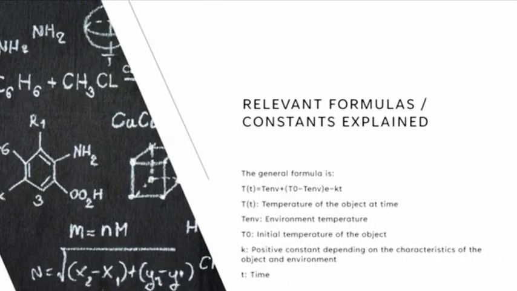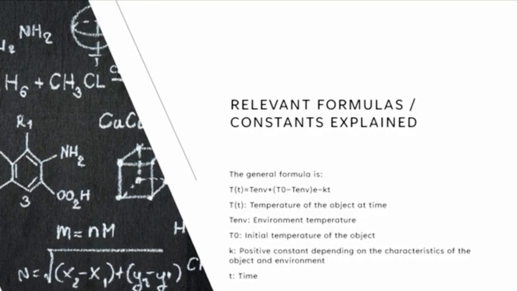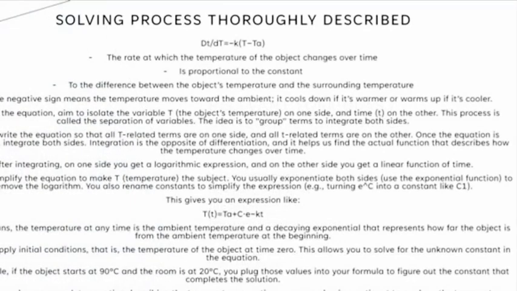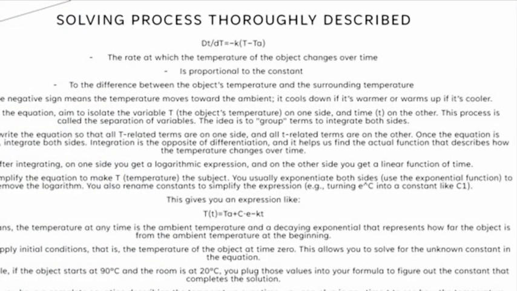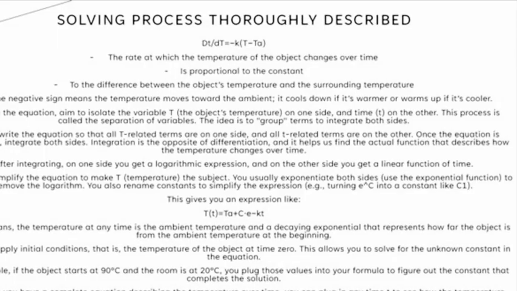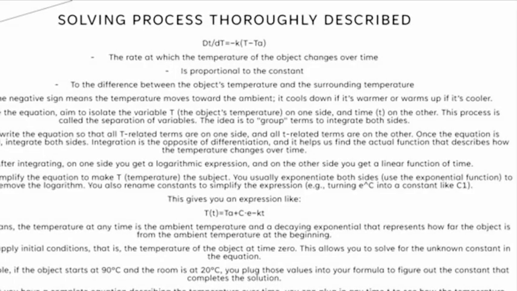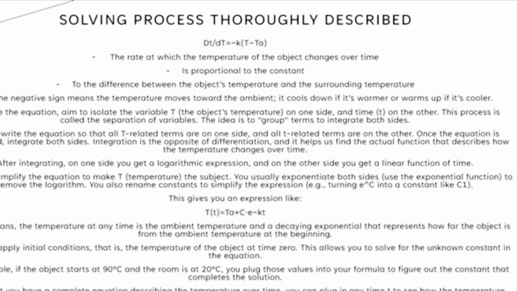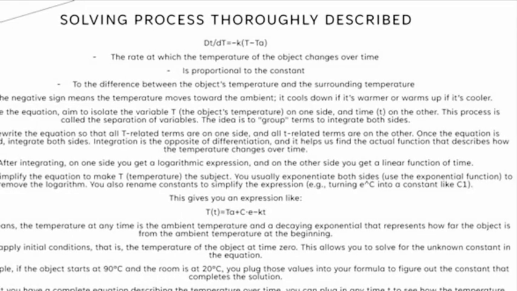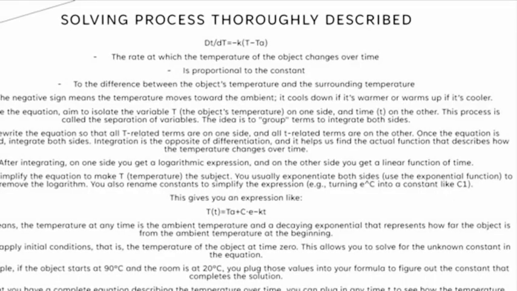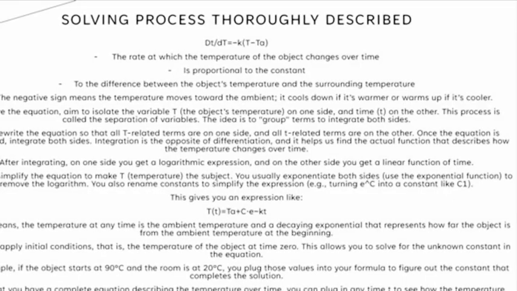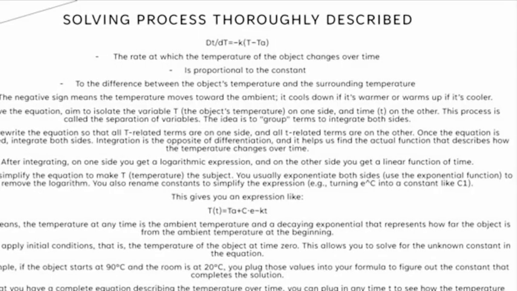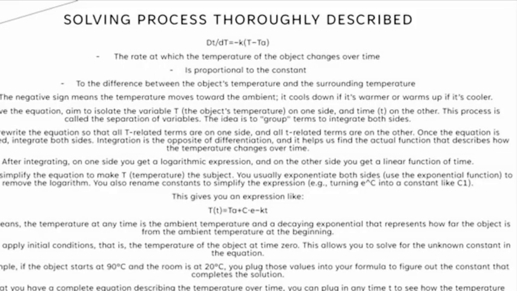The following shows relevant formulas explained in Newton's law of cooling. Solving process described for Newton's law of cooling. The rate at which the temperature of the object changes over time is proportional to the constant. To solve the equation, aim to isolate the variable t, then rewrite the equation so that all t terms are on one side. Once you get all t terms on one side, you get a linear function of time. Now you simplify the equation to make t the subject. Then you get an expression.